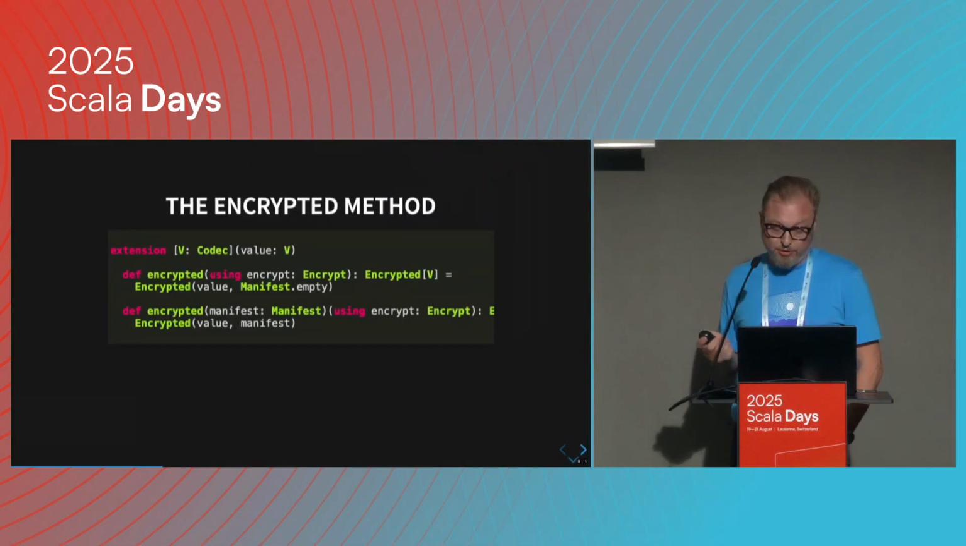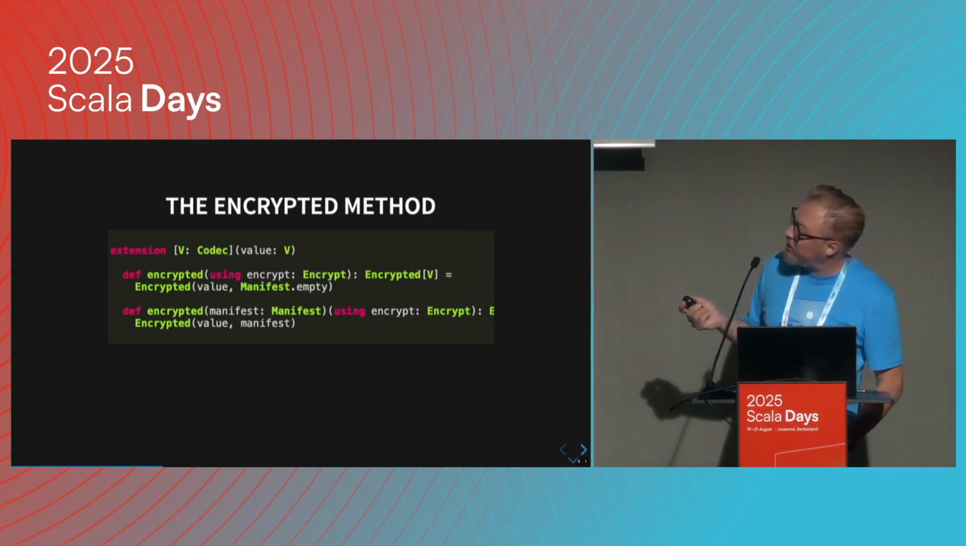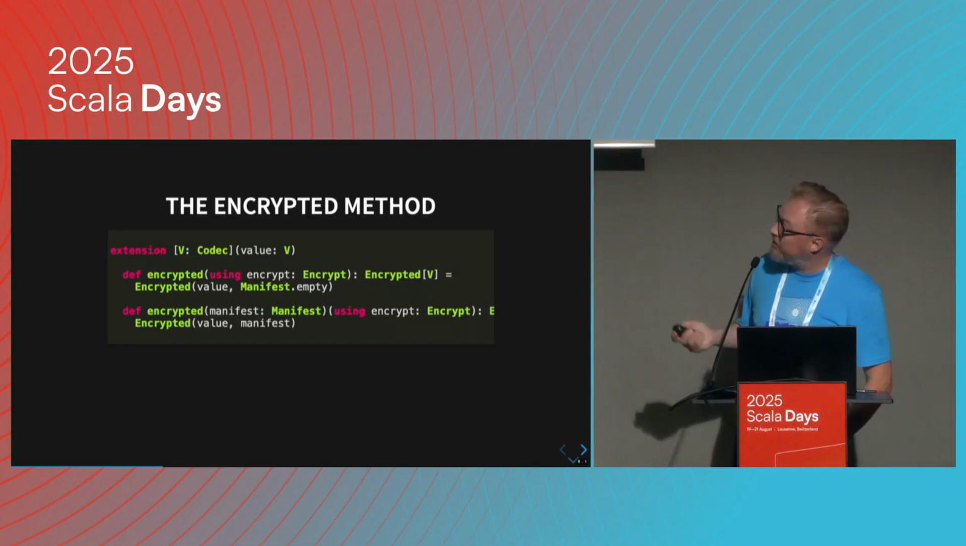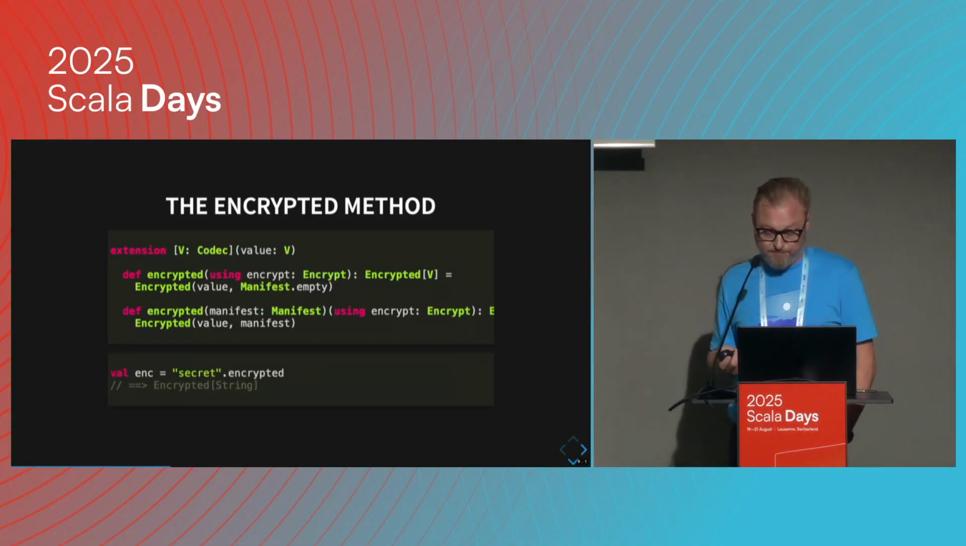And for this, any type having a codec will also have an encrypted extension method. So if you have a codec for your type, then you will have encrypted available on that type, as long as you have something called encrypt here. As long as that's a given, then you can call this method, right? And you can also provide one version here with a manifest. We'll look into that a little bit later. So as long as you have a codec, you can call these methods.